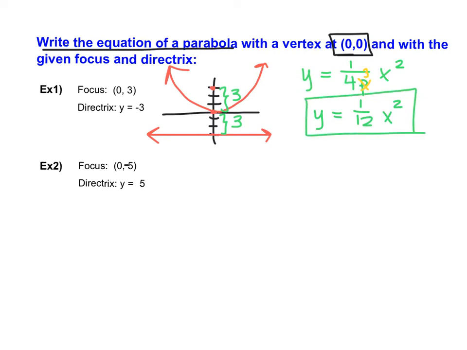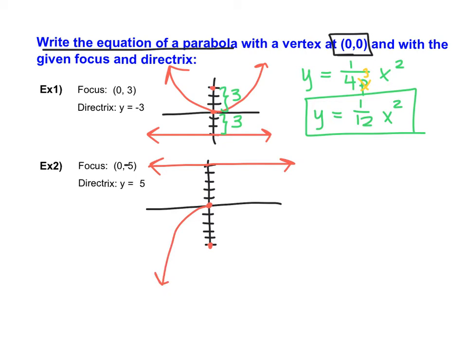So now let's look at example 2. Down here, here's example 2. We have a focus at 0, -5, and my directrix is up at 5 as well. So there's my focus, there's my directrix, so I can see both pieces. My vertex is at 0, 0 as the instructions state, and then my graph has to open down so that it goes around the focus. So here I already know that my p value is going to be negative because my graph is opening down.